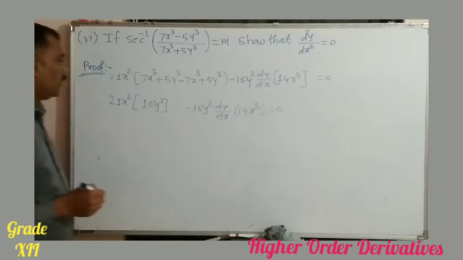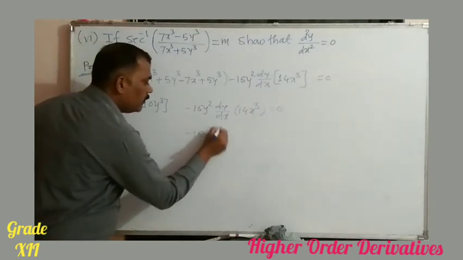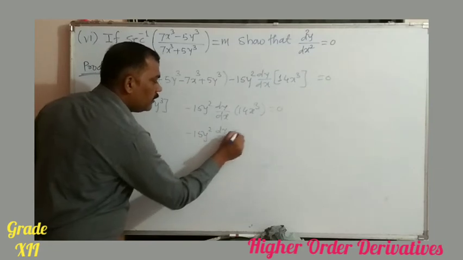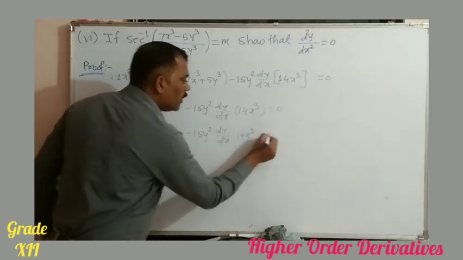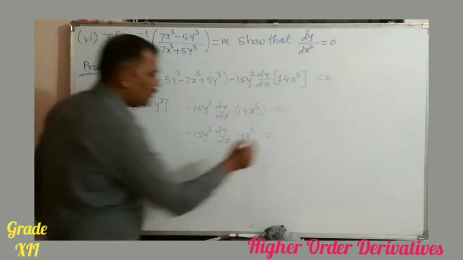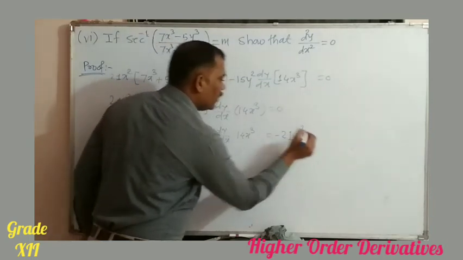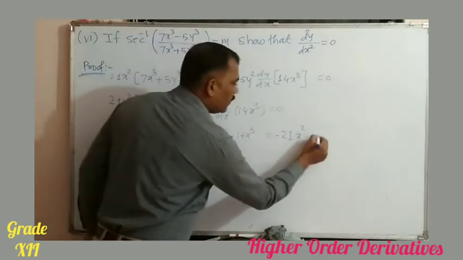Okay, so this can be written as minus 15y² dy/dx into 14x³ is equal to, we take this term to that side, it must be minus, so minus 21x² into 10y³.